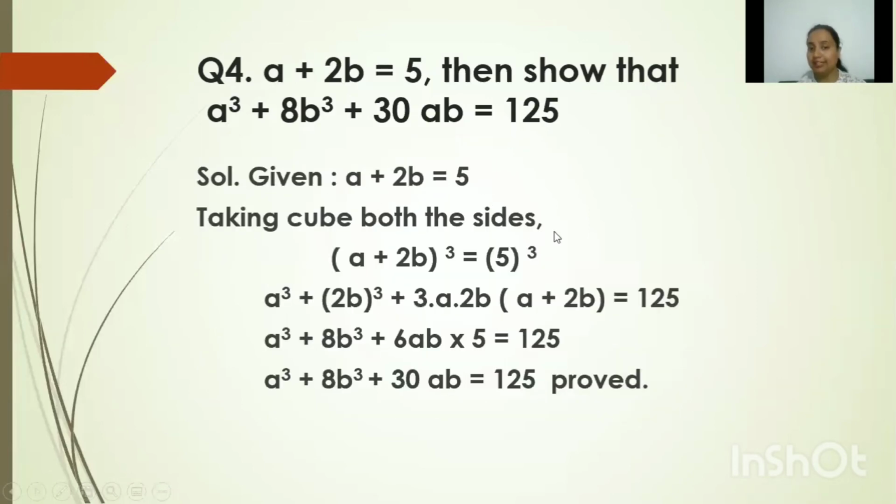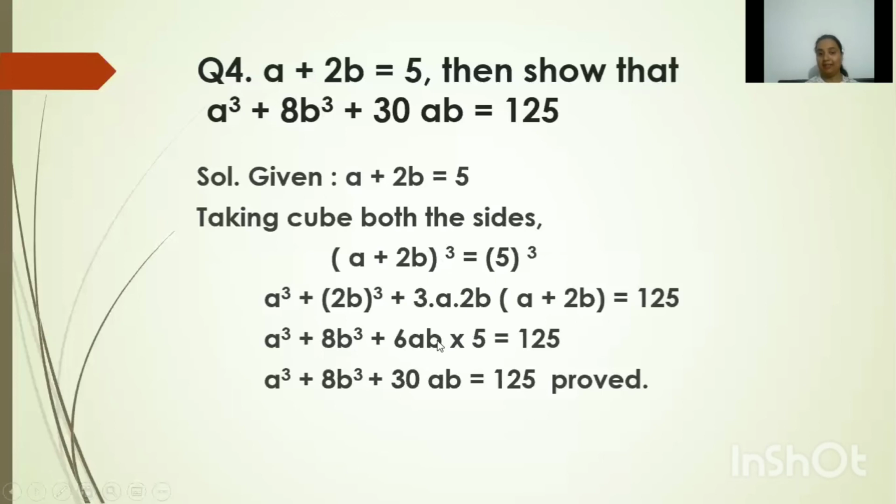Take the cube on both sides, right? And just expand them like a cube plus this expression cube plus 3a and the second term is 2b and (a plus b). And if you expand this, you'll get 125, right? 5 multiplied by 5 multiplied by 5 will give you this 125. a cube plus 2 cube is 8, b cube, this 2 3s is 6, ab, and from where we got this 5? a plus 2b is 5. We have used it again, okay?